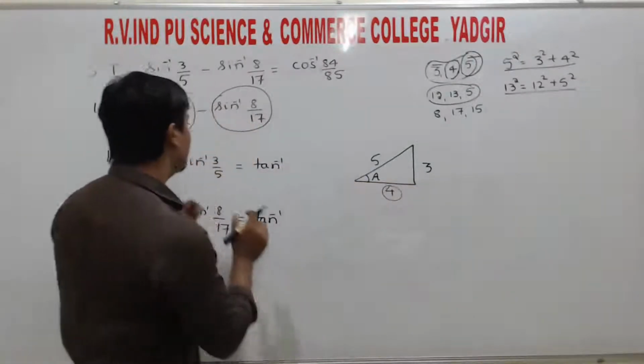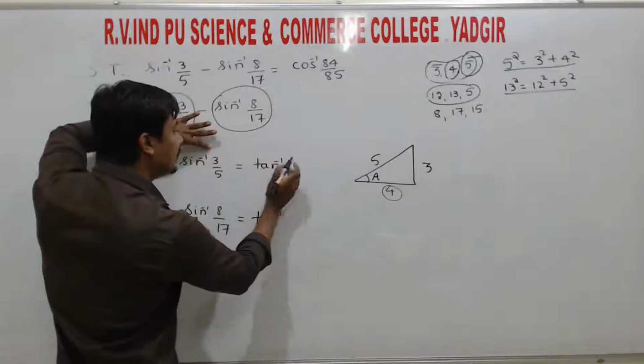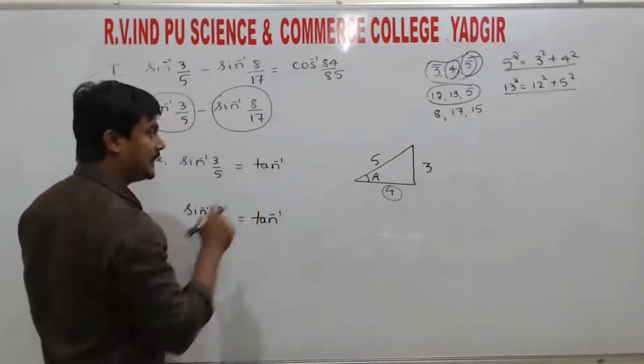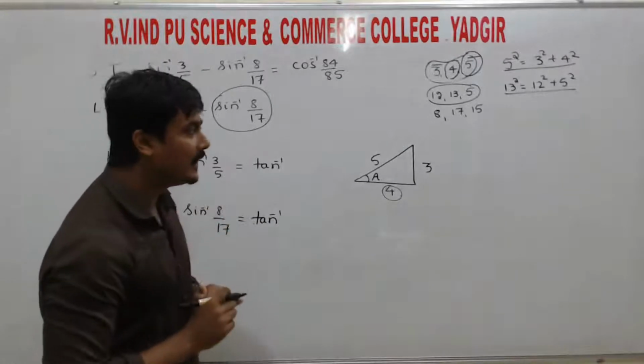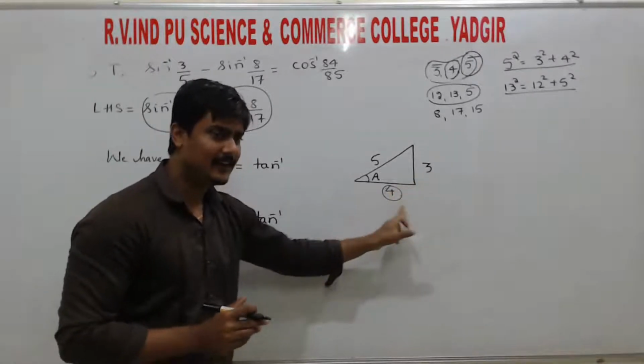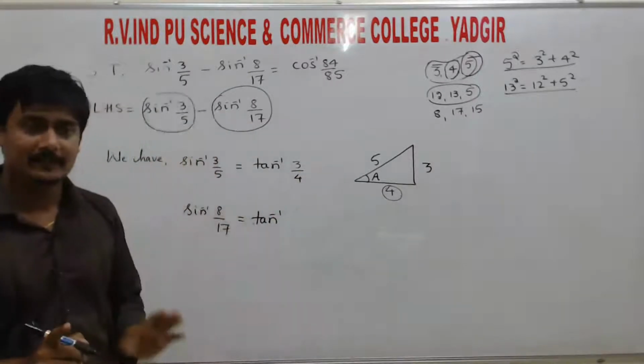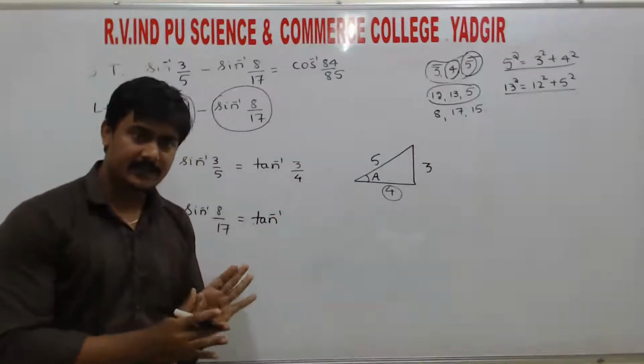Now, this sin inverse 3 by 5, I want to express it as tan inverse of something. What is the tan theta formula? Opposite by adjacent. So in terms of tan inverse, it will become tan inverse of 3 by 4. Is that clear? I hope it's clear to you.